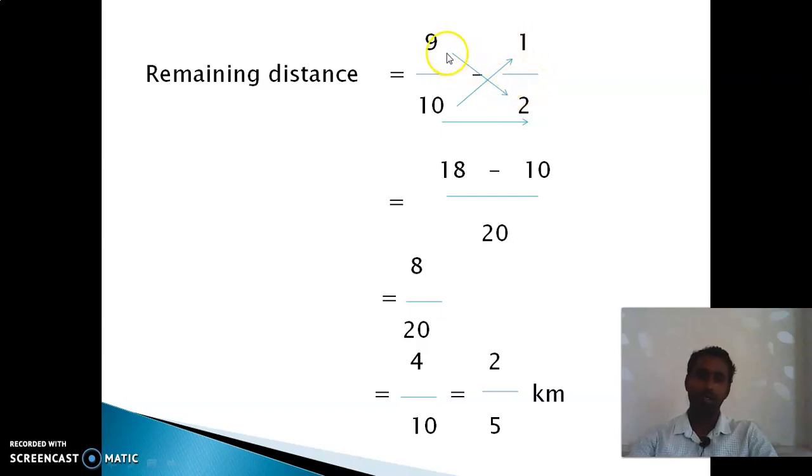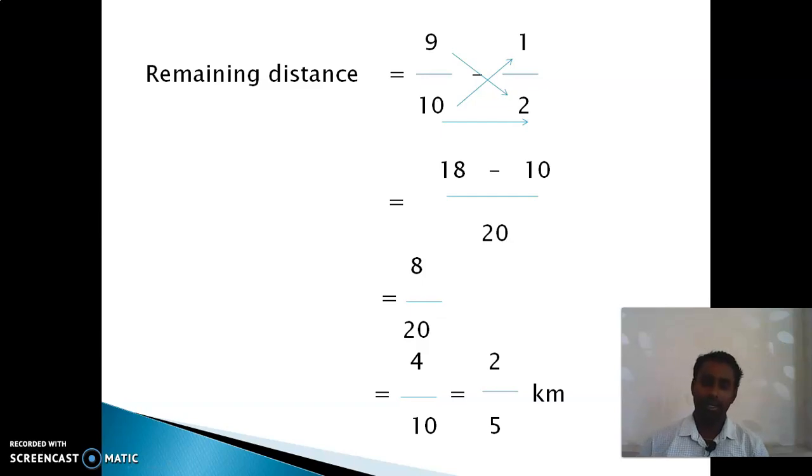So how to solve this one? 9, 2. So 9 into 2. Just do cross multiplication, that means arrow marks. 9 into 2, 10 into 1, 10 into 2. So 9 into 2, here 18. So 18 I wrote. 10 into 1, so 10 I have written here, and 10 into 2, that is 20. So 18 minus 10, what will be the value? 18 minus 10, so 8. So 8 divided by this value you have to write, so 8 divided by 20.